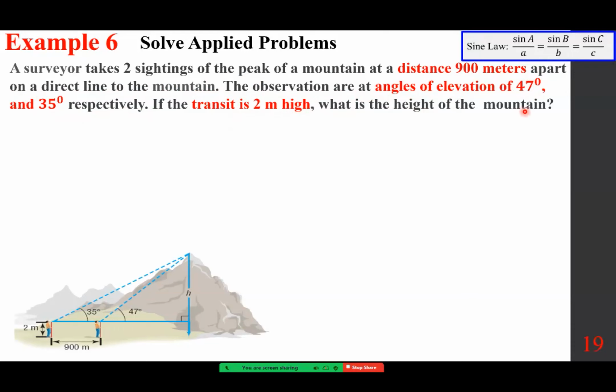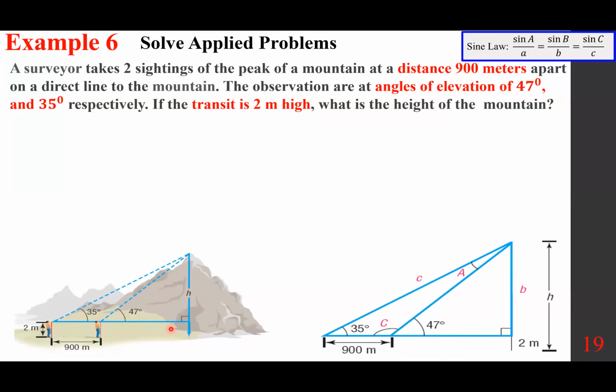Perfect, thanks. So we have the transit here. The angle of elevation, 35 degrees. We move it closer by 900 meters. We have a different angle of elevation, 47 degrees. We want to find the height. So we're going to do the drawing of this so it becomes clear. So this is exactly what we have here. So this is 2 meters.